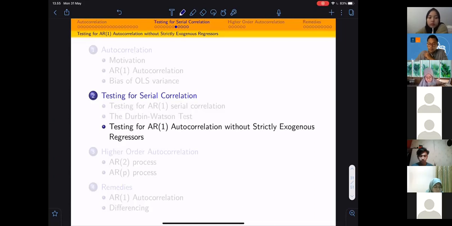All right. Any questions so far before I continue? I'm going to hold the Stata example until after I finish the discussion on testing for AR(1) autocorrelation without strictly exogenous regressors.